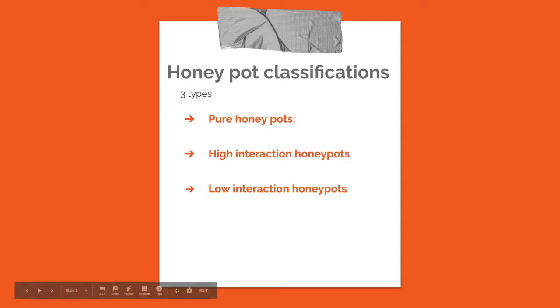There are three classifications of honeypots. You have pure honeypots. Pure honeypots are a full-fledged production system and are usually a physical server configured in such a way to lure attackers.